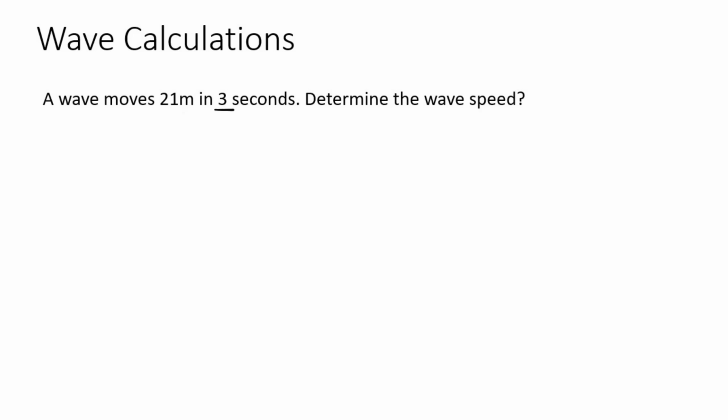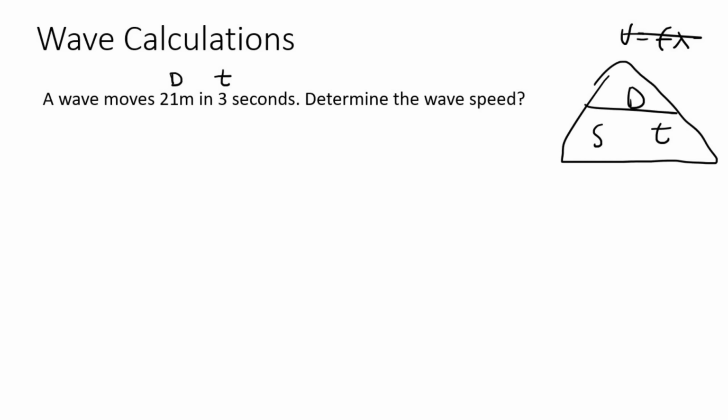This one says that a wave moves 21 meters, that's a distance, that's not the wavelength, okay? They didn't say that that's the wavelength. That's just how far the wave moves. That's distance, and that's time. Determine the speed. So now you wouldn't use this formula. You would rather use the triangle with distance, speed, and time.